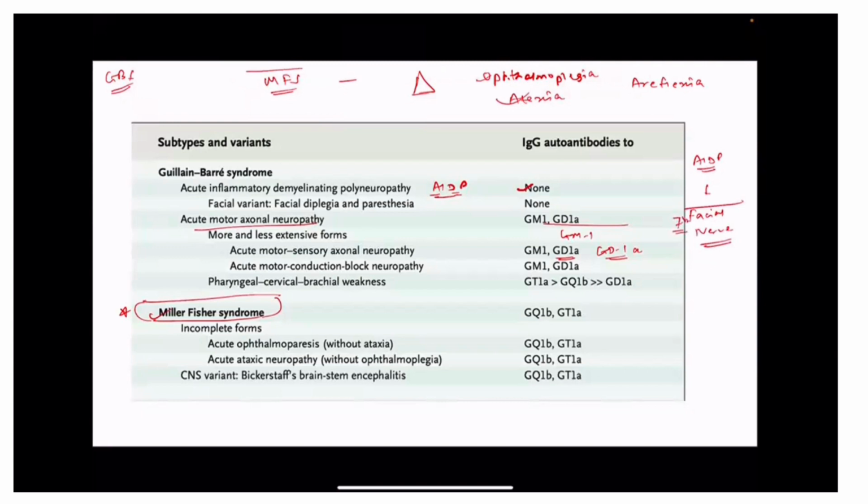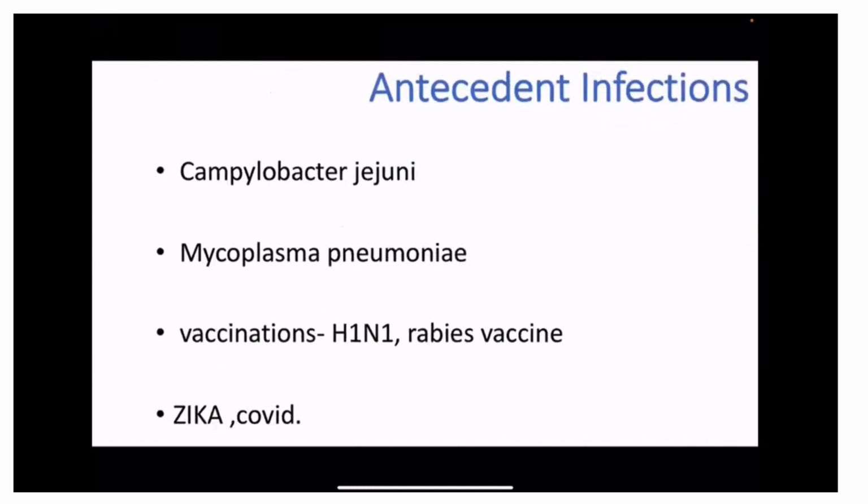In clinical features, I'll discuss this in greater detail. But in ophthalmoplegia, the cranial nerves which get affected are typically the upper cranial nerves. That is why the patient has ophthalmoplegia, ataxia, and areflexia. This is the typical triad of Miller-Fisher syndrome. The ganglioside antibody which gets affected has a particular name, that is GQ1b. So you have to know this antibody name.